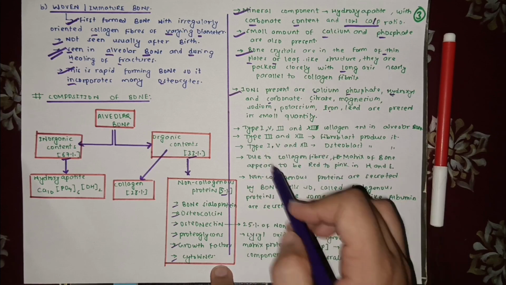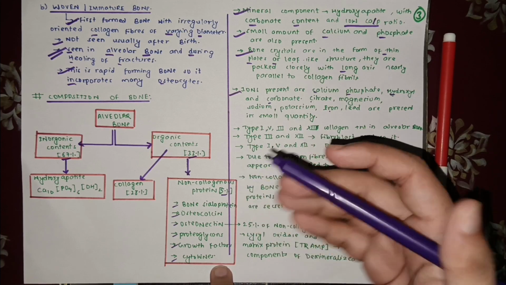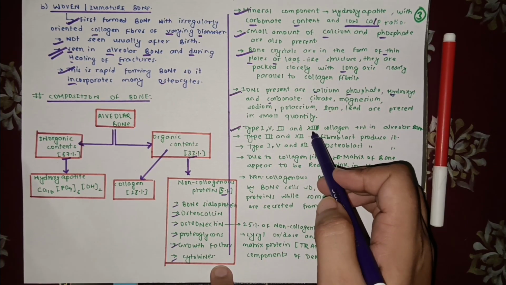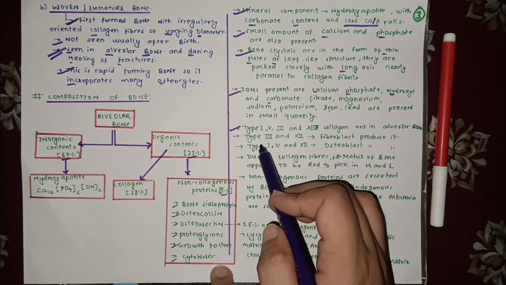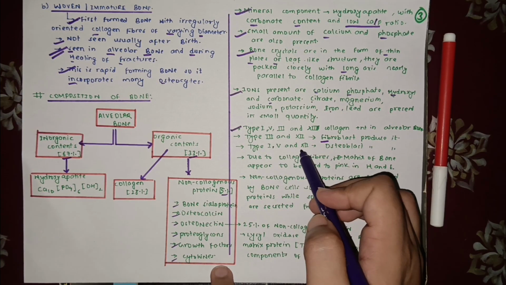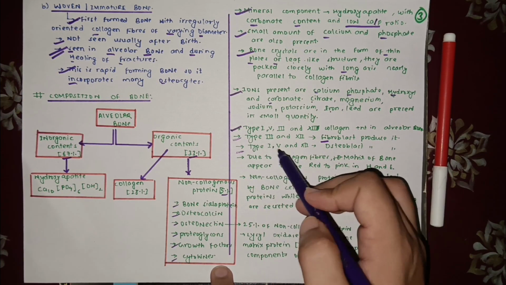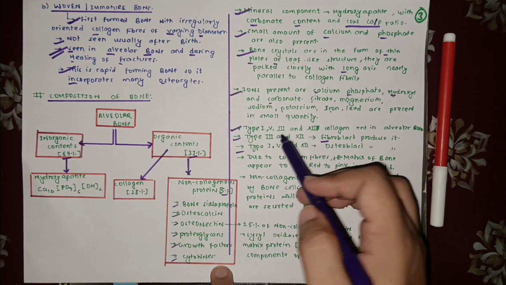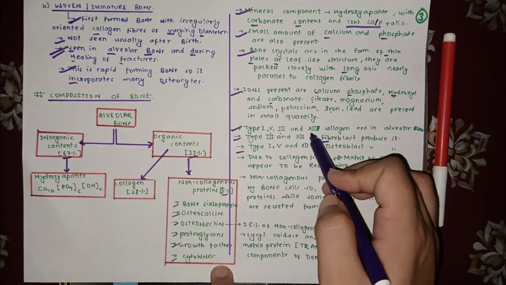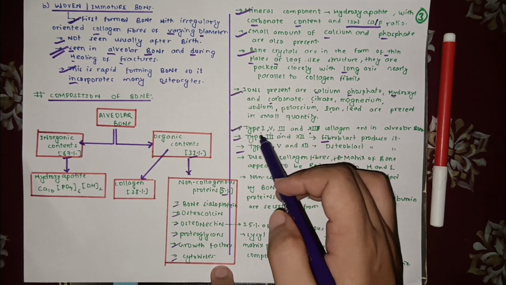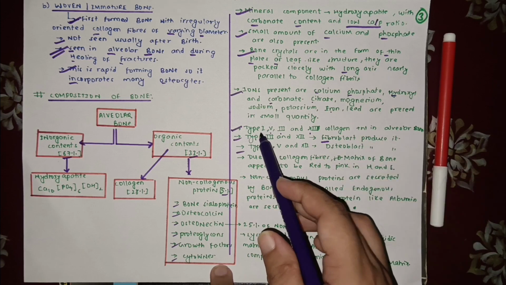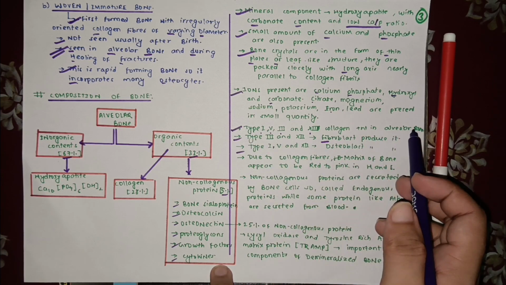After that, in the organic portion, we have type 1, type 5, type 3 and type 12 collagen present in the alveolar bone. Type 3 and type 12 collagen are produced by the fibroblast, and type 1 and type 5 are produced by the osteoblast. So this is the synthesis of those collagens, and this is important for the MCQ exam. So remember 1, 3, 5, 12. Those are the types of collagen present in the alveolar bone.